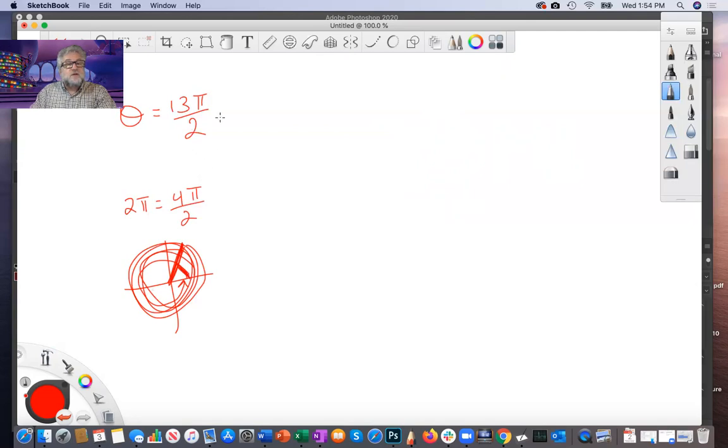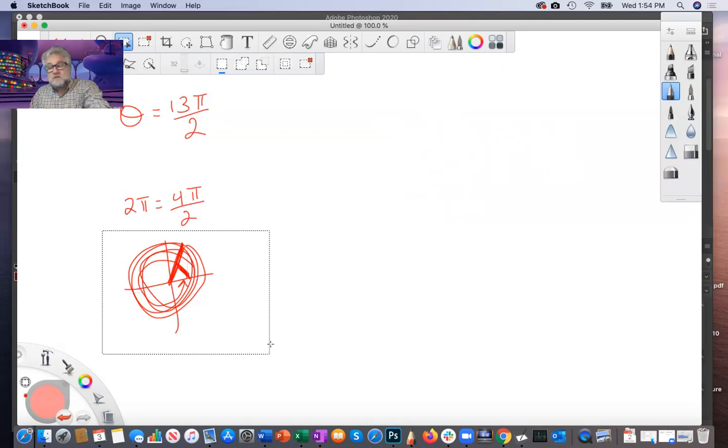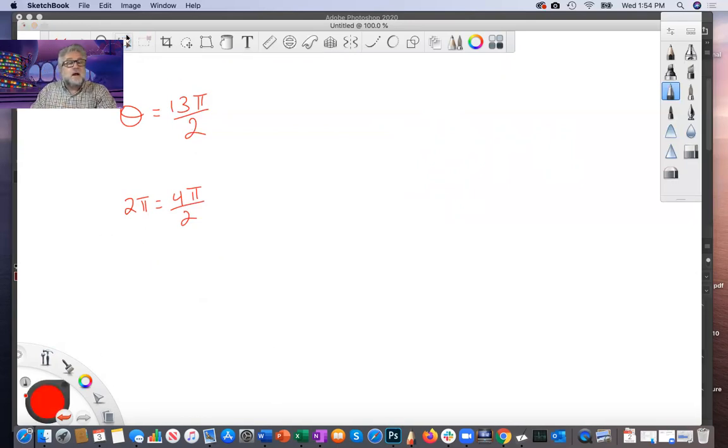We need to figure out what that is, and there's a strategy for that. First of all, I look at this, I see 13 pi over 2. Well, I'm going to take a pi over 2 out of there. I'm going to make it 12 pi over 2 plus 1 pi over 2, right? That's just adding fractions. That's legal. So 12 pi over 2, that can be reduced. 12 over 2 is 6. 6 pi plus pi over 2.